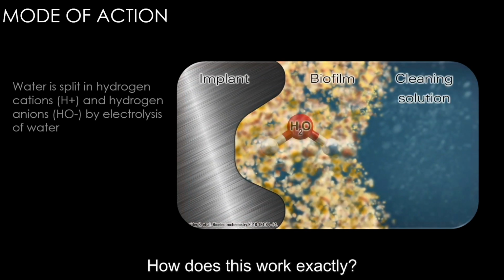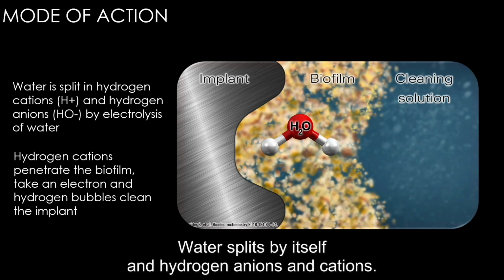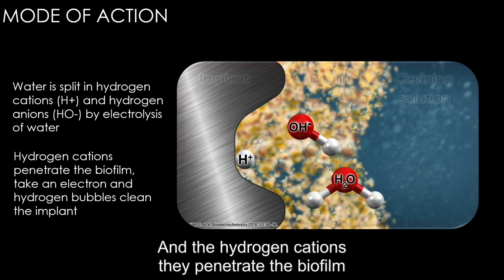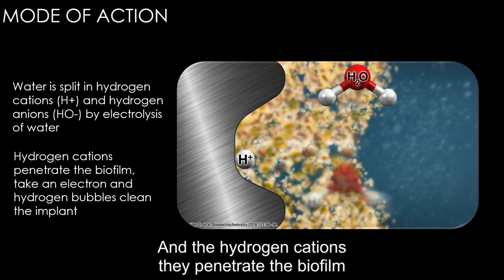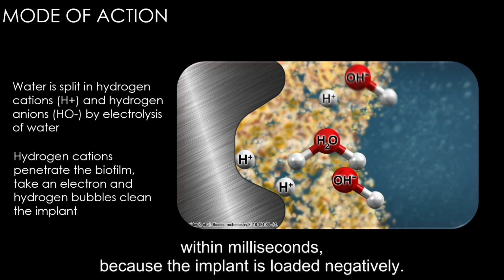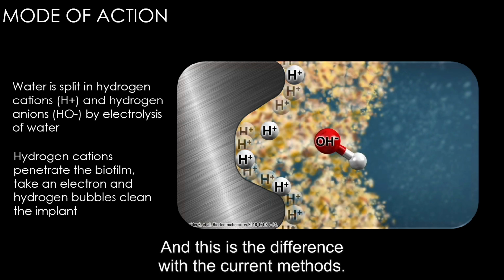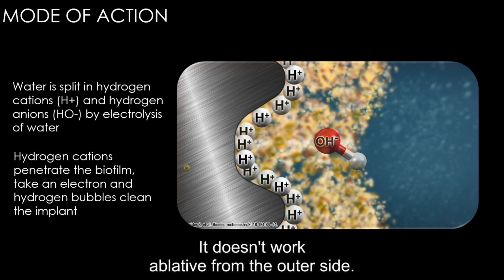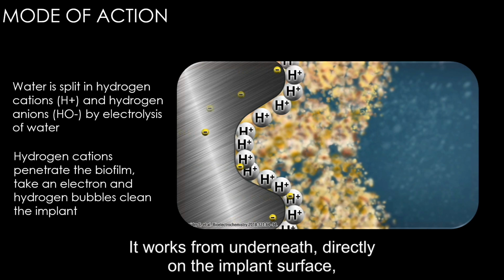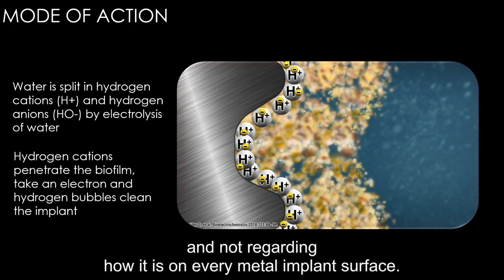How does it work exactly? Water splits by itself into hydrogen anions and cations. And the hydrogen cations penetrate the biofilm within milliseconds because the implant is loaded negatively. And this is the difference to the current method. It doesn't work ablative from the outer side. It works from underneath, directly on the implant surface, regardless of how it is, on every metal implant surface.